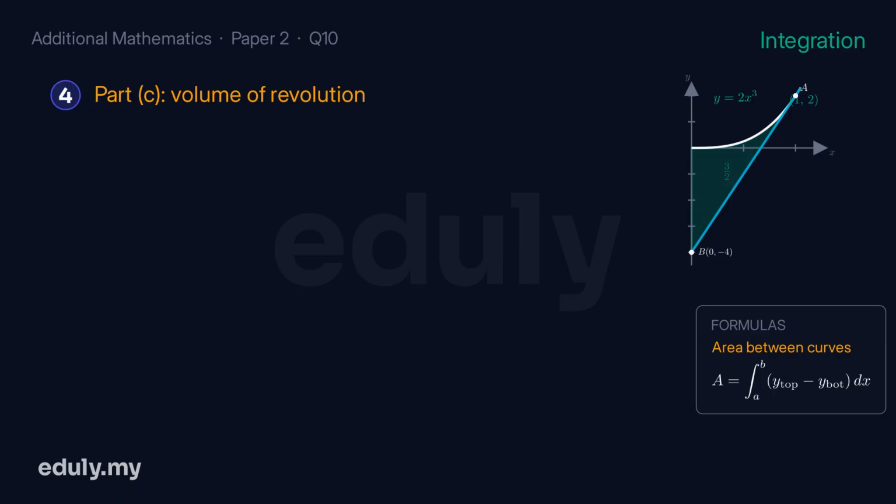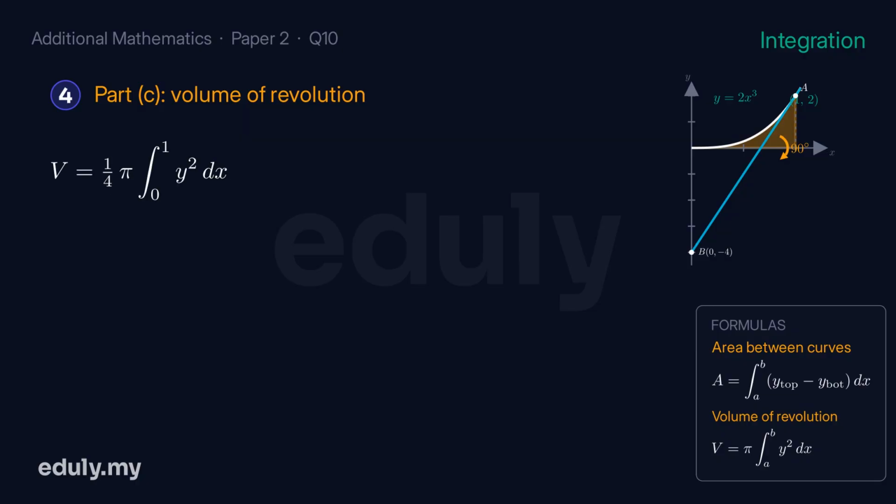Step 4. Now a volume. We spin the region under the curve up to x equals 1 around the x-axis. A full spin sweeps out a volume of pi times the integral of y squared. But this is only a quarter turn, so we take a quarter of that. Square the curve. Y squared is 4x to the 6th. The quarter and the 4 cancel, leaving pi times the integral of x to the 6th.